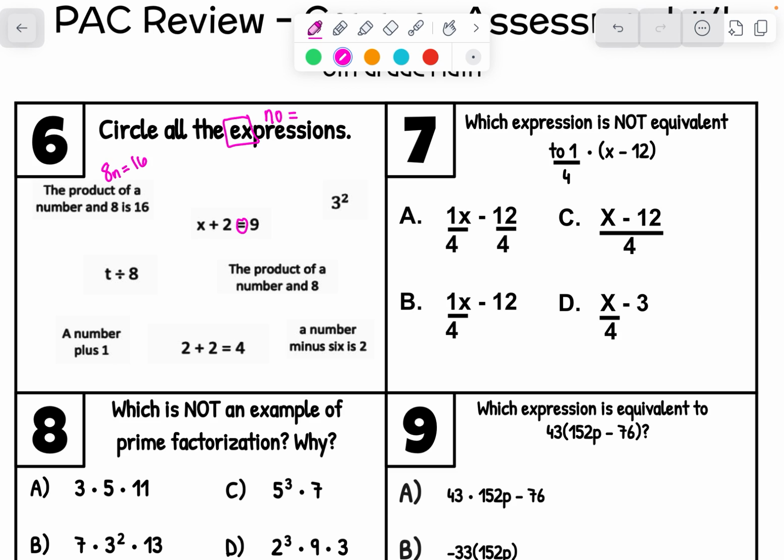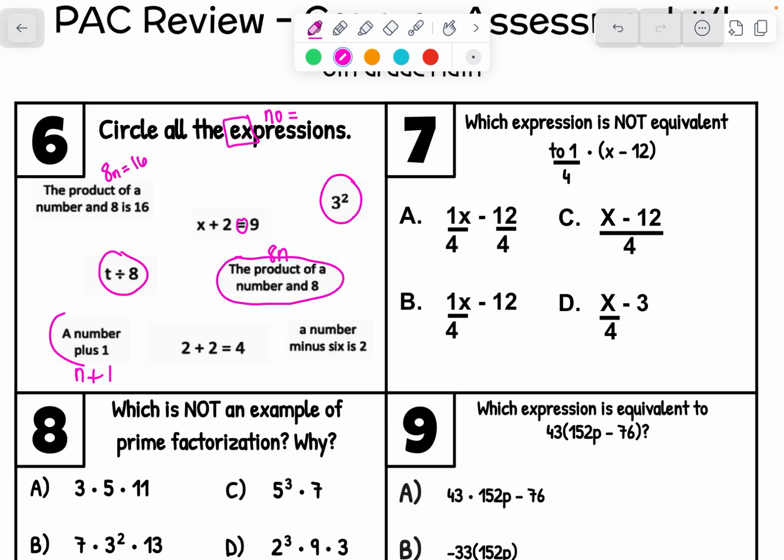This has an equal sign. Does 3 squared have an equal sign? Nope. So that is an expression. T divided by 8. Am I telling you what T divided by 8 equals? Nope. This is an expression. The product of a number and 8. So this is just the product of a number and 8. Am I telling you anything else? Nope. This is it.